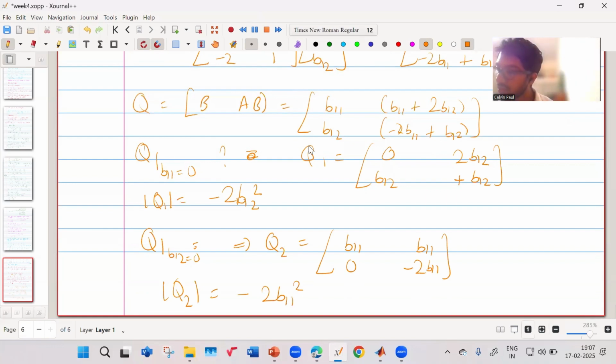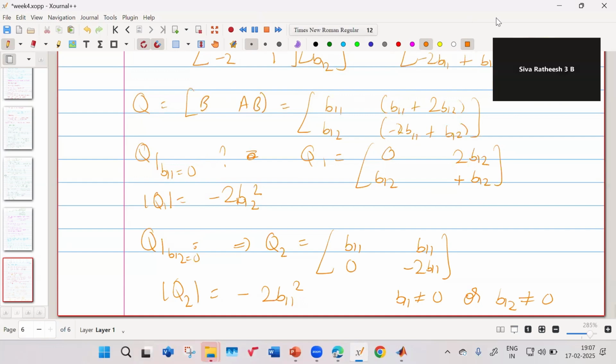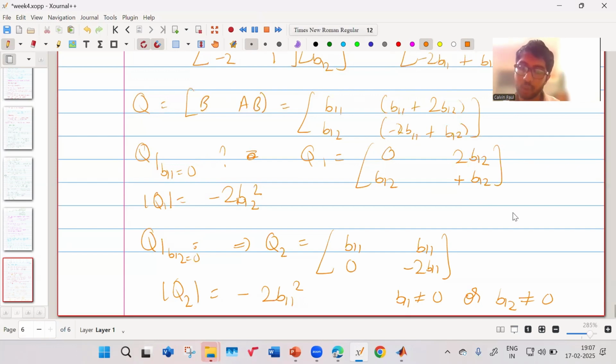So what is required? If I want my system to be controllable, B11 should not be equal to 0 or B12 should not be equal to 0. If both B11 and B12 are equal to 0, then my system is uncontrollable. If B11 is not equal to 0, then my system is controllable. And if B12 is not equal to 0, then also my system is controllable. Okay. So I hope this part you understand.